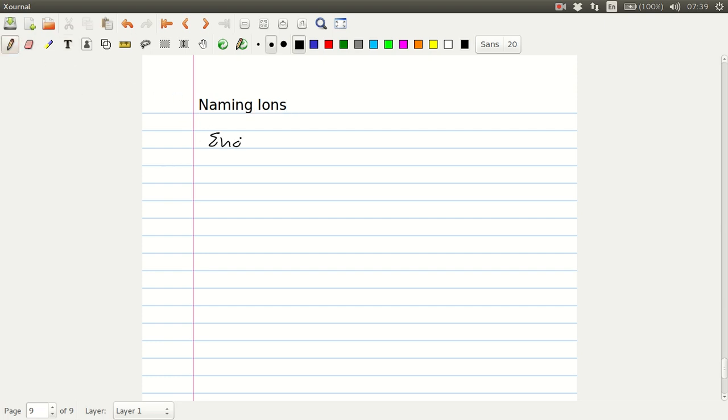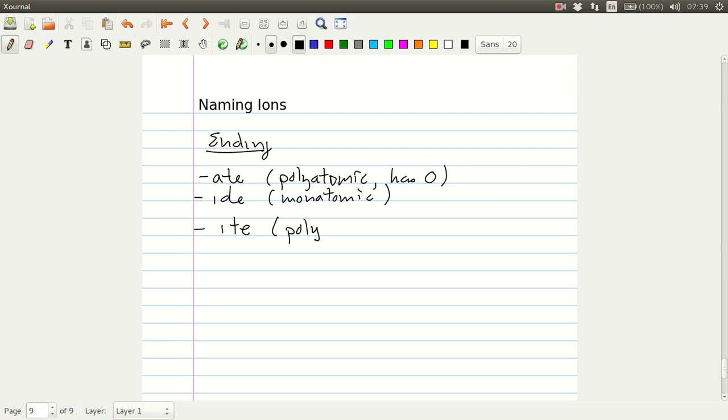So the ending of ions, you can have it as ATE, and what this means is it's polyatomic and it has oxygens in them. And then we have IDE, which means they're a monatomic anion. Okay, we have one more ending, and it's ITE. These are all polyatomic and also have oxygen.